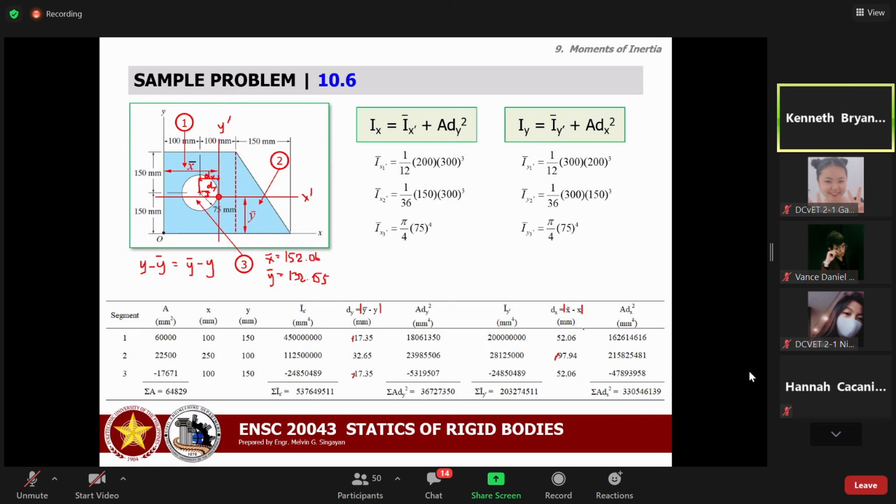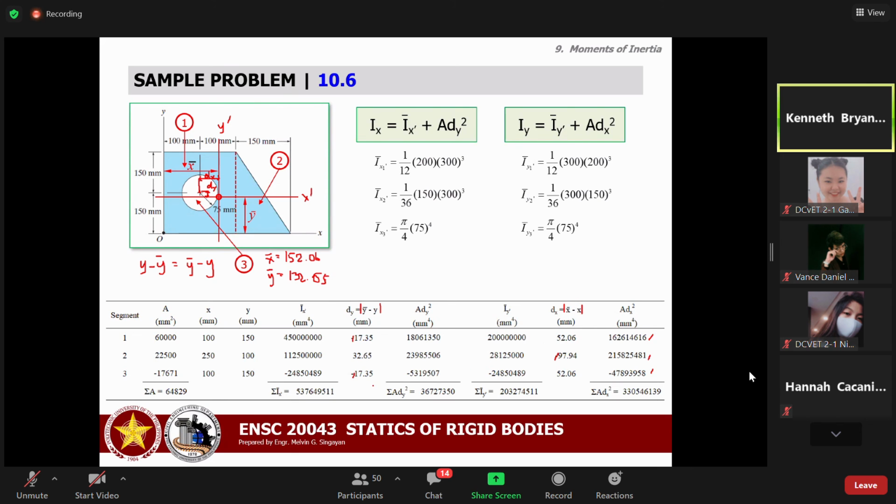You can get the product of the area and the square of dx. So 60,000 times 52.06. Ito yung mga values na yan. Nung meron ka ng A dx squared for each segment, you can get the sum, the summation of A dx squared. Summation ng A dx squared, summation ng I bar y prime, you can solve for Iy prime.